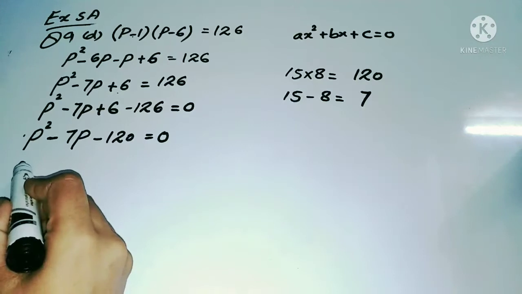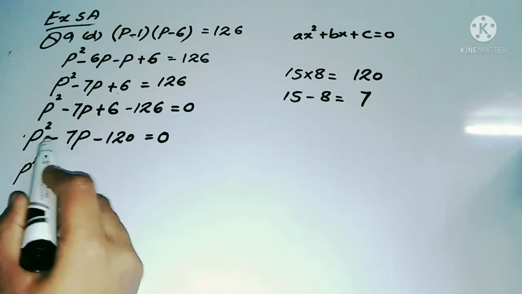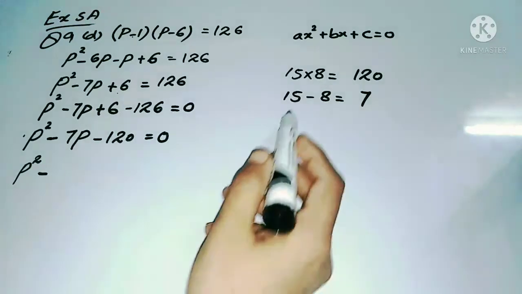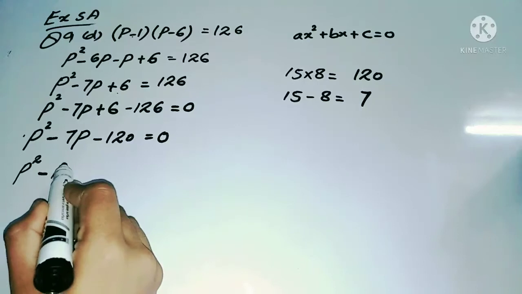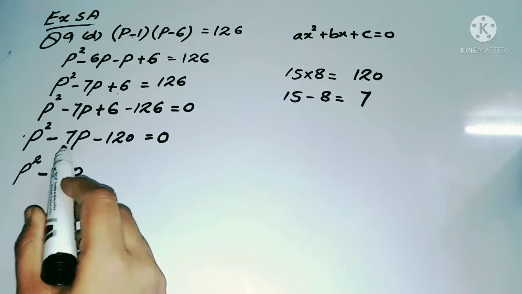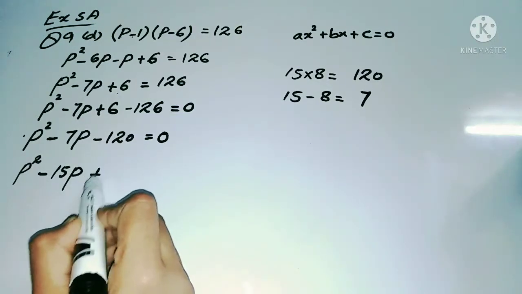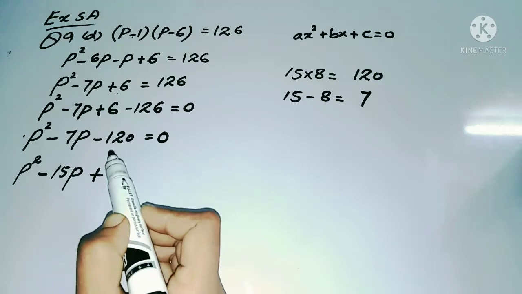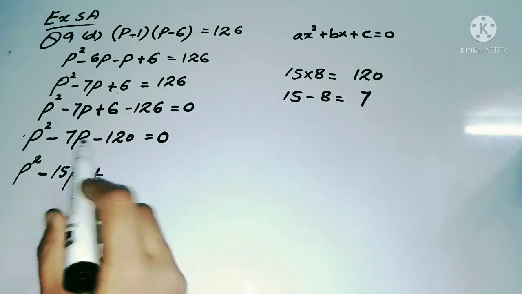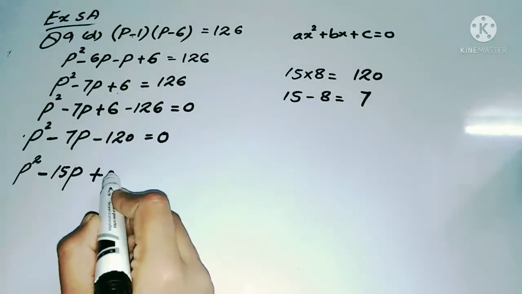Write down this p square as it is. Now you have to follow the rules. First you write down this sign over here, and then you write down the bigger factor first. It's 15, so you write down 15p. Now what should be the other sign, because we need 7. When you subtract 8 from 15, you get 7. If this is a minus sign, then the sign should be plus, because plus minus is minus, no? So the sign should be plus, so that you can subtract 8 from 15 to get 7.